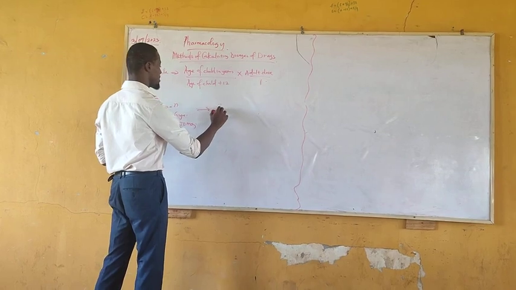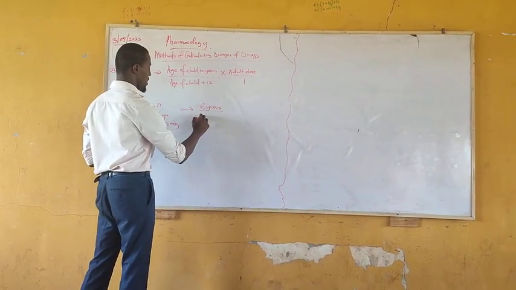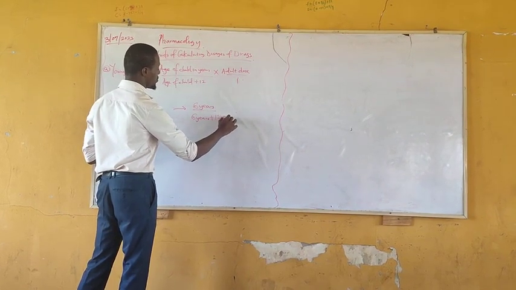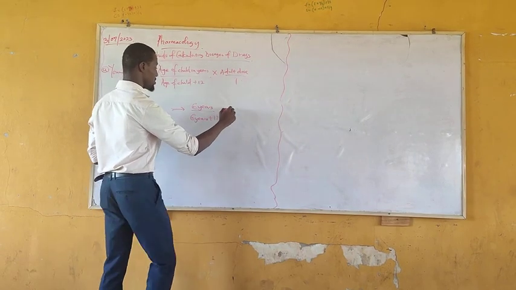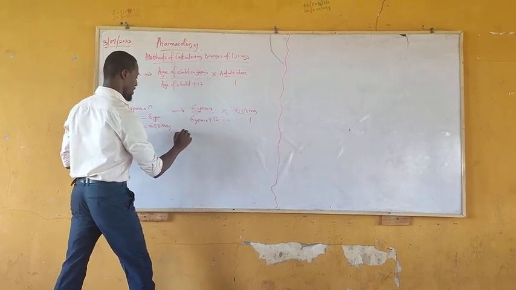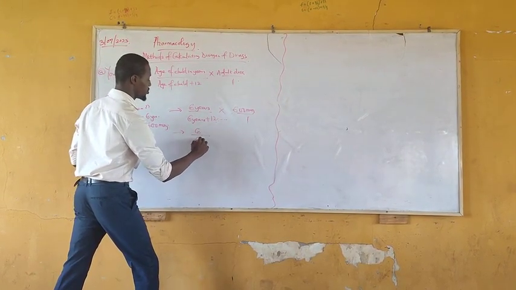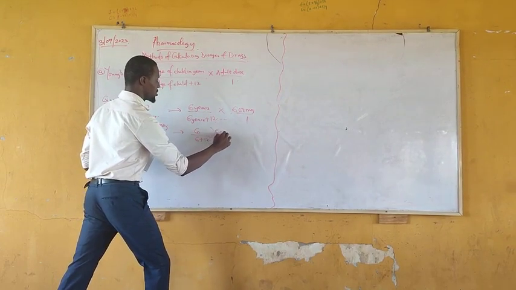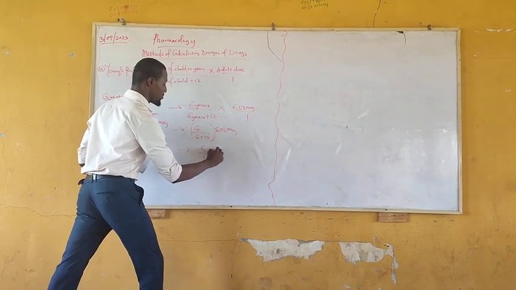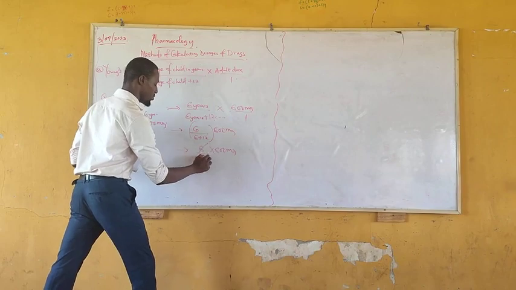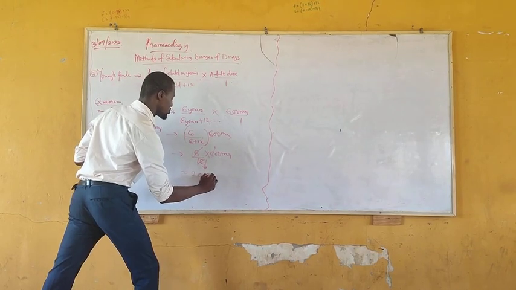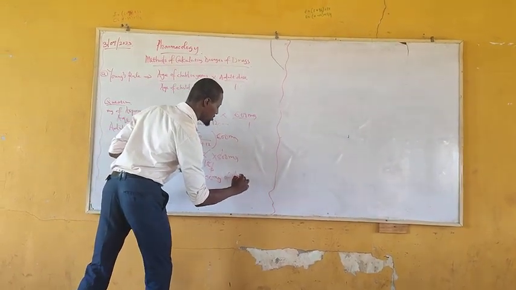We have age of child is 6 years, over 6 years plus 12, times 600 milligrams over 1. So we have 6 over 6 plus 12 times 600 milligrams. From here we have 6 over 18 times 600 milligrams. 6 here 1, 6 here 3, 3 here 2. So the child should take 200 milligrams of aspirin.